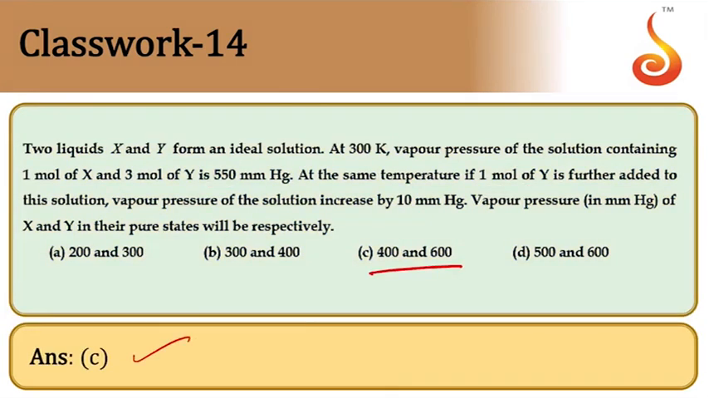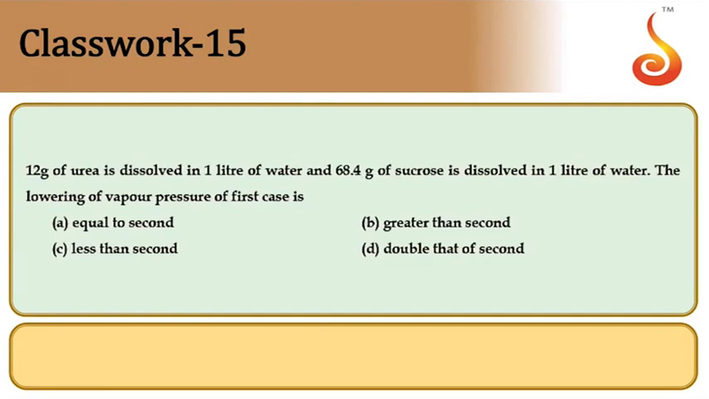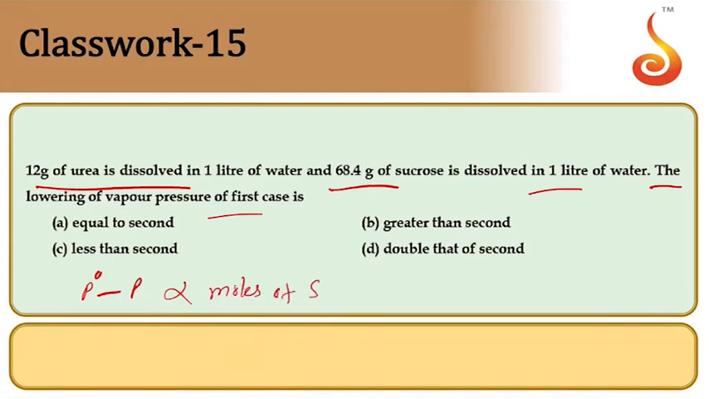Then next one. 12 grams of urea dissolved in 1 liter, 68.4 grams of sucrose dissolved in 1 liter. The lowering of vapor pressure in the first case, lowering of pressure meaning P0 minus P, depends upon the amount of solute added. That is the number of moles which you are adding there. So the more the moles you add, the more the lowering takes place.